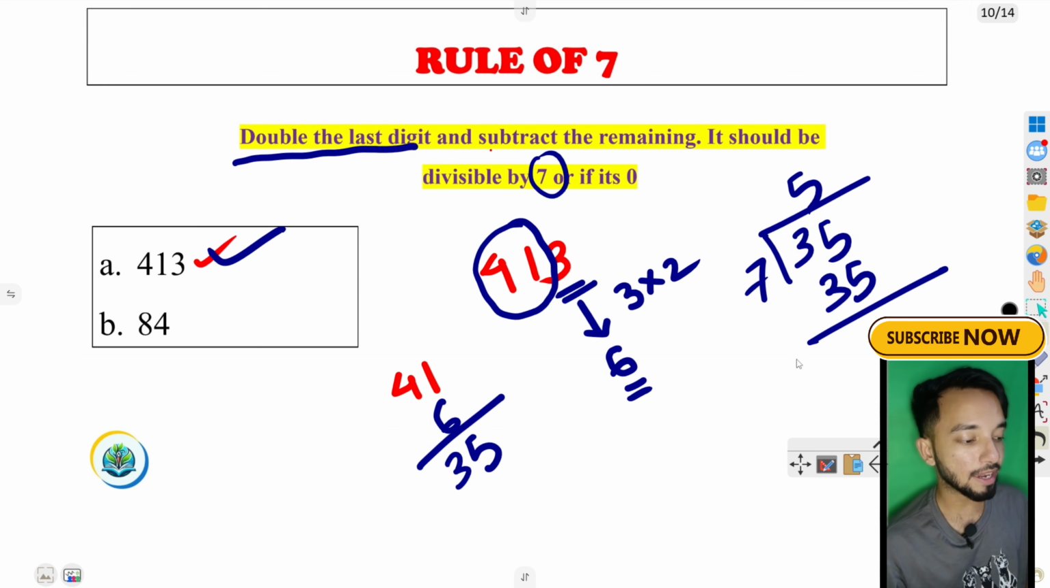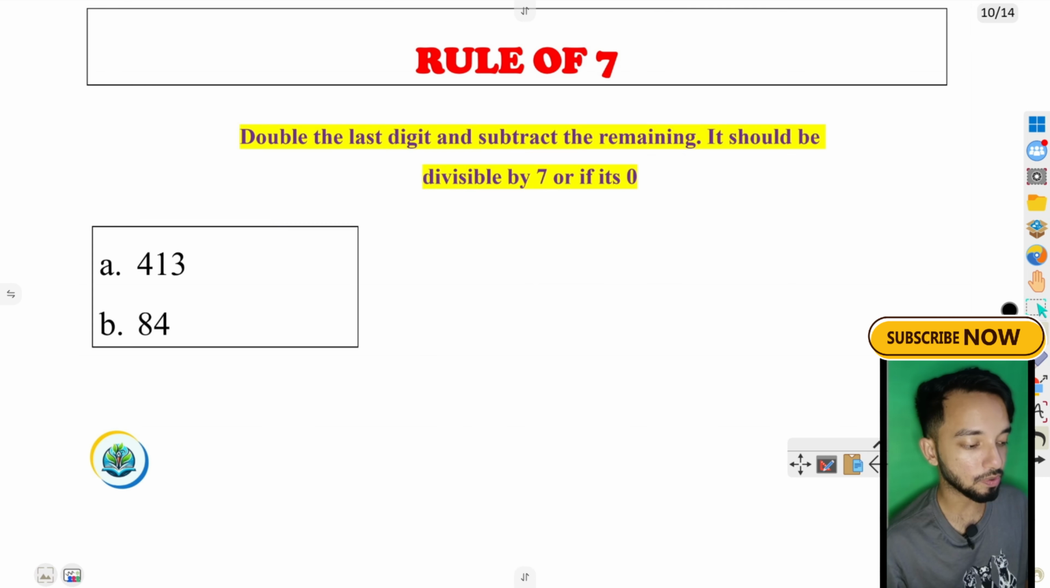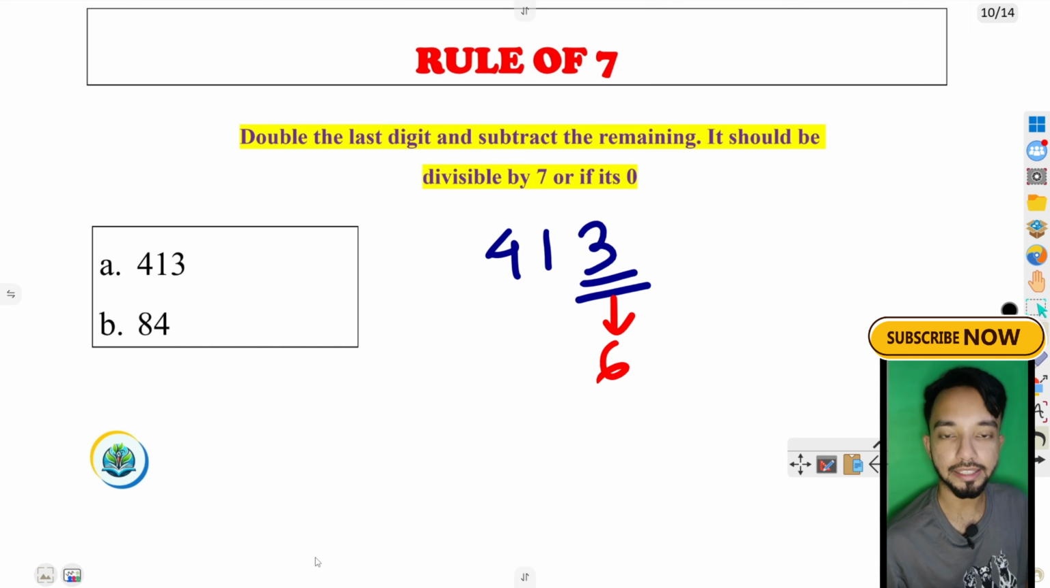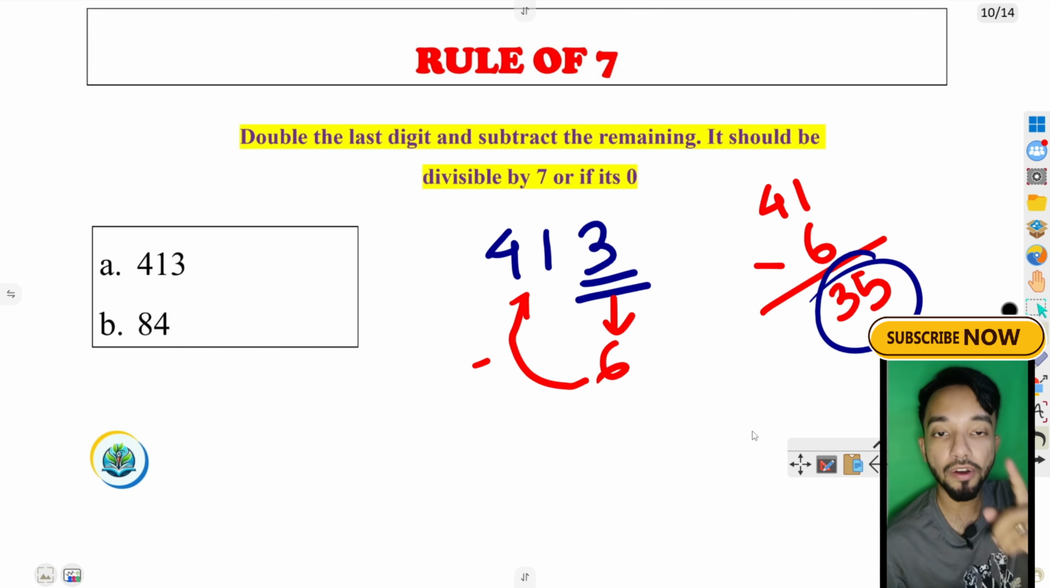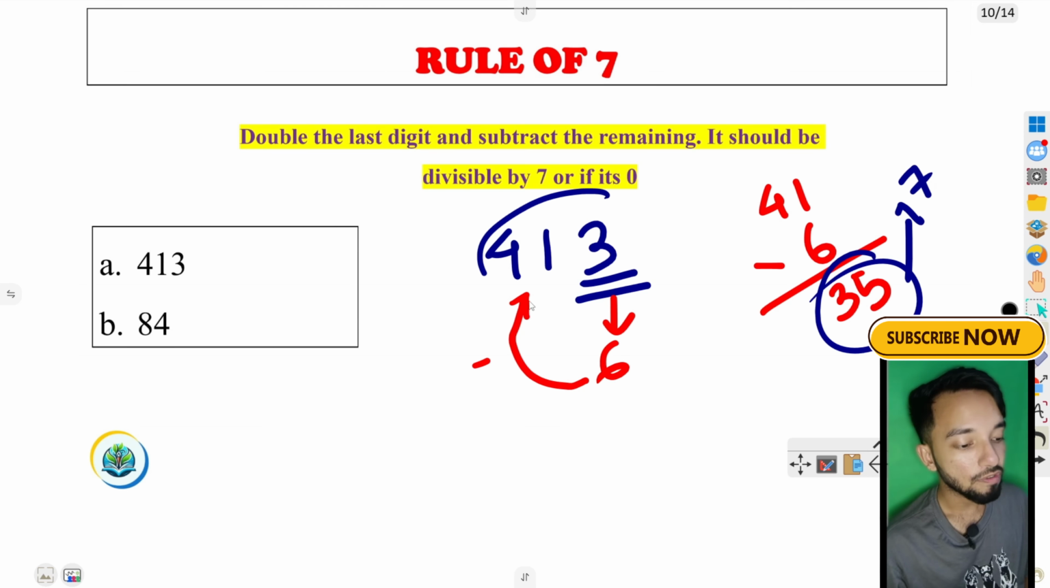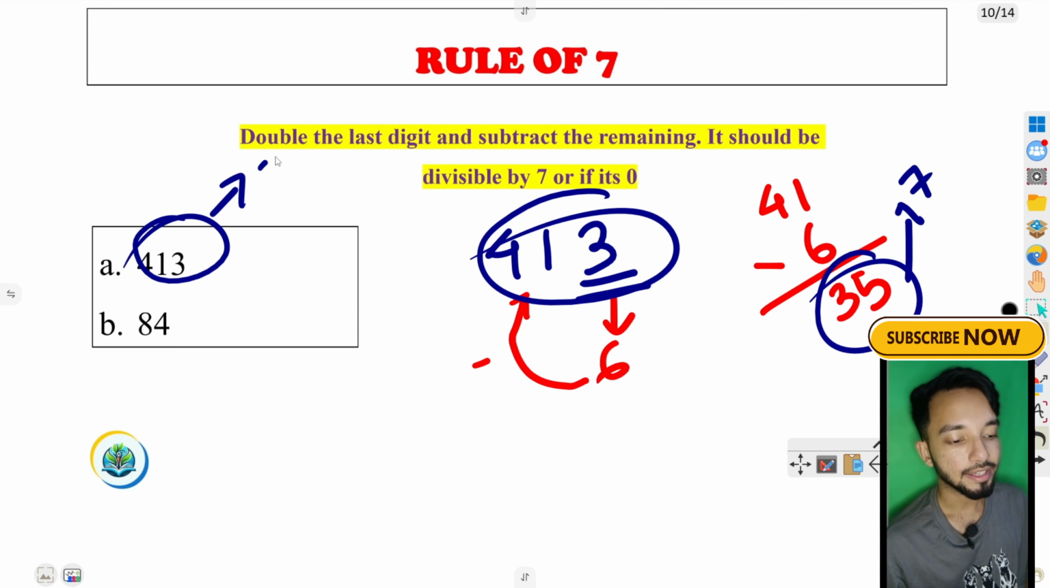Let me explain once again so that you don't have any confusion in this rule. We have the number 413. We need to double the unit digit: 3 times 2 gives 6. Then we need to subtract this 6 from the remaining digits, that is 41. We get 35. Now for this 35, we need to check whether it's divisible by 7 or equal to 0. In this case, it's divisible by 7, which clearly indicates that 413 is divisible by 7.